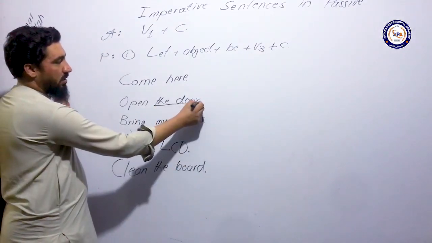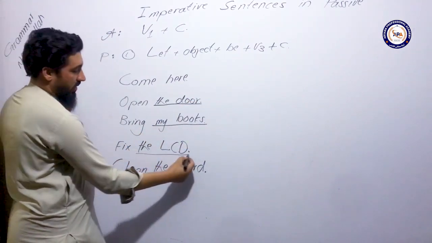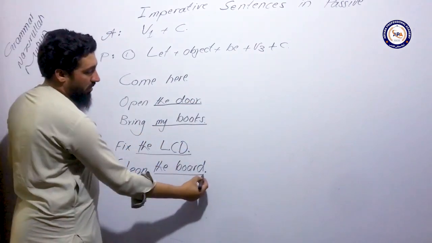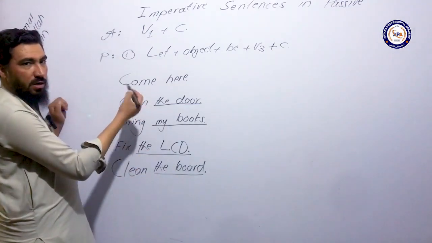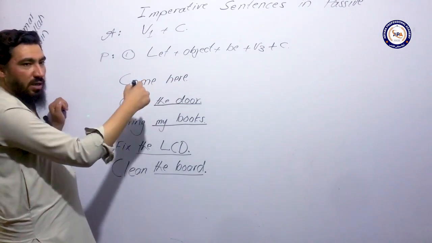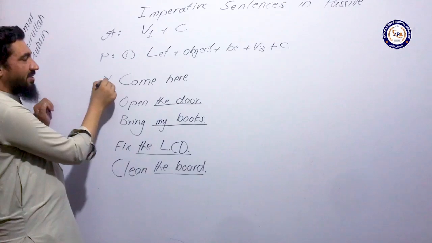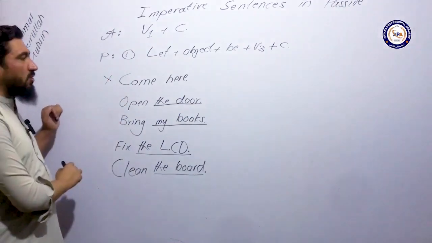Open what? The door. Bring what? My books. Fix what? The LCD. Clean what? The board. Come where? Here. So the word here answers the question where. It functions as an adverb. We cannot change this into passive, but we can change the rest of the sentences into passive.